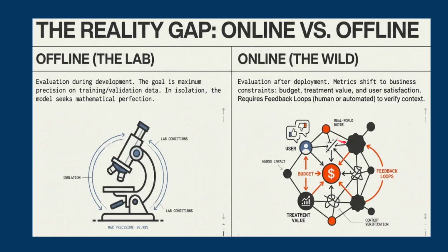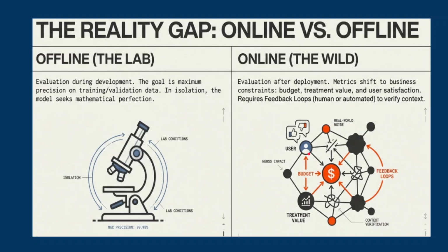Here the user is giving the context, and the user gives the feedback. There are some real world problems, a real world loop. There are the feedback loops, what context the data is used in, and what the treatment value is. So many factors are considered, and that is evaluated online. That is, it's the wild.